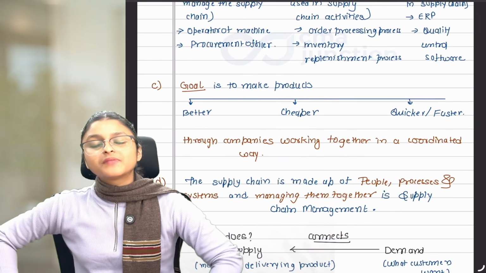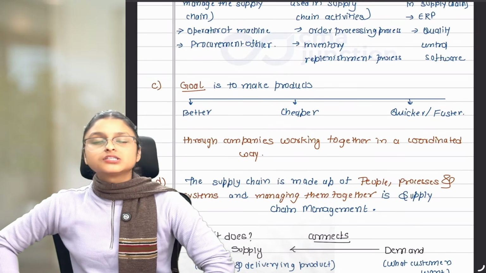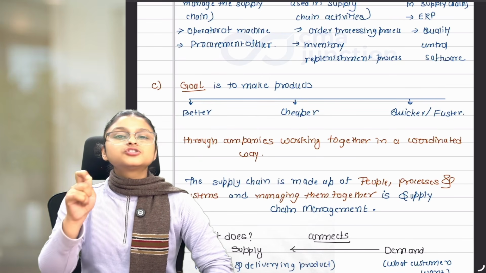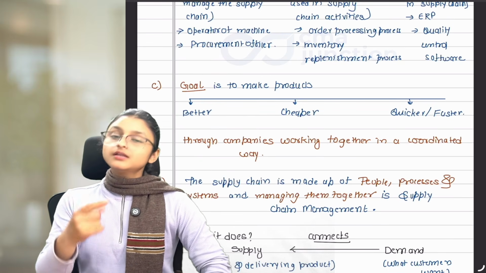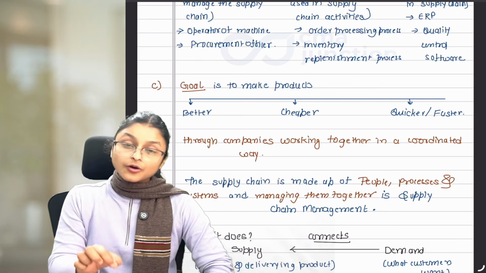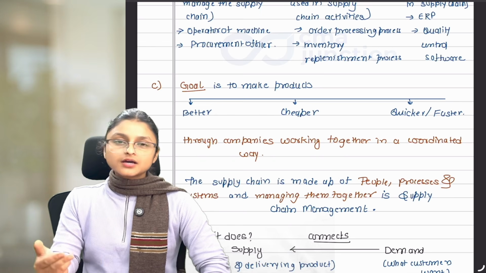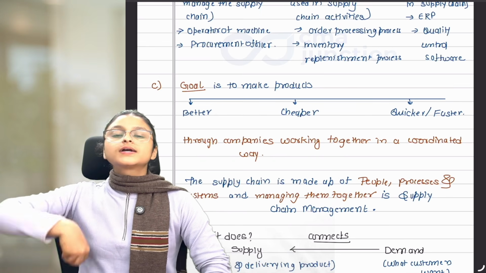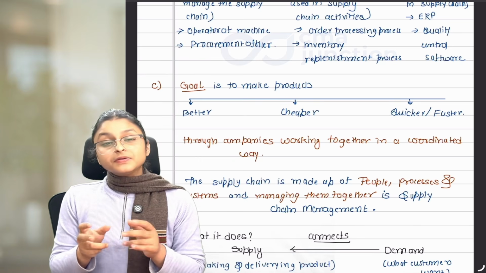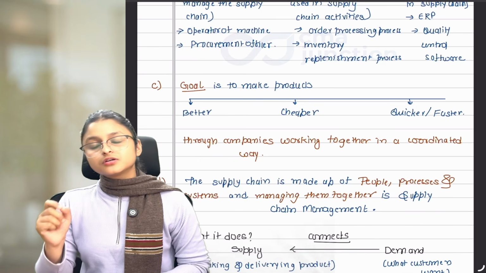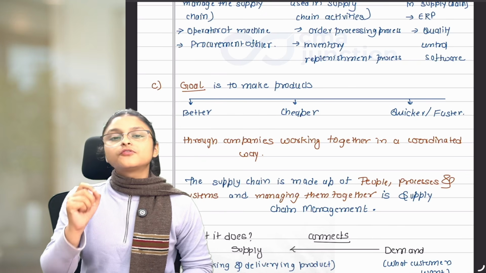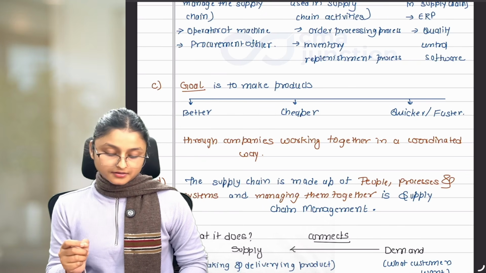Next, what is the goal of managing the supply chain? We are managing supply chain so that our products can become better, cheaper and quicker. Better than what they were before, cheaper than what they cost now, and faster or quicker production should be there and quicker delivery of the product to the customer. So how are companies able to provide better, cheaper and quicker products? By coordinating with each other and only performing the work which they are good at.